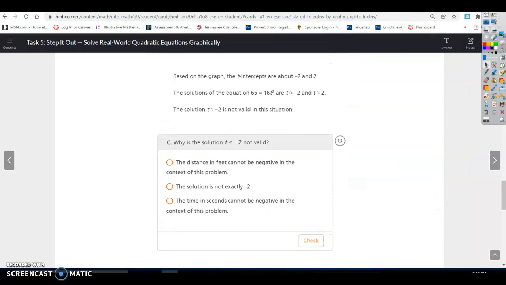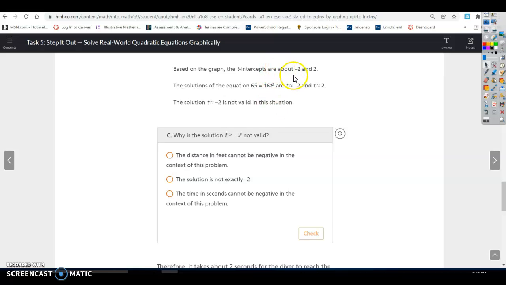All right, so based on the graph, the t-intercepts are about -2 and 2. The solutions of the equation are t and the squiggly lines. Instead of the equal lines, if it looks like a wave instead of an equal sign, then that means approximately. That means it's close to -2 and close to 2. So it's not exact answers. So the solution t is approximately -2 is not valid in this situation.